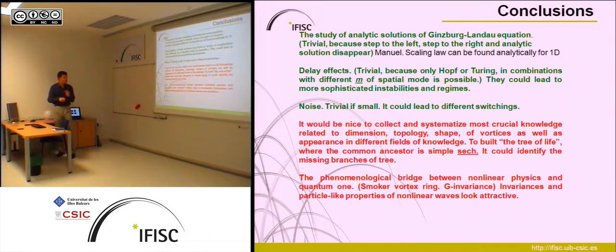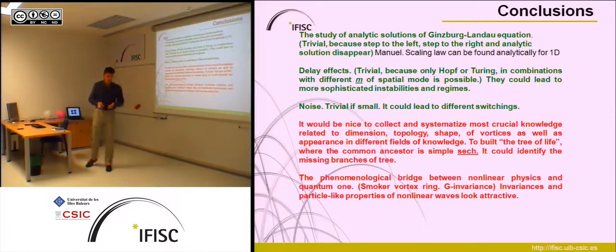So there are the last two conclusions. The first one is to systematize knowledge about topology, dimension, and shape of vortices, how they are observed in different fields, and to build the tree of life, where I guess the second hyperbolic could be the common ancestor. And the last point, which I already announced, is that it would be interesting for me to build the phenomenological bridge between nonlinear physics and quantum physics. I'm not an expert in quantum physics, sorry. Then you can beat me. So I'm finished. Thank you, and there are some samples. If you are interested, you can have them.